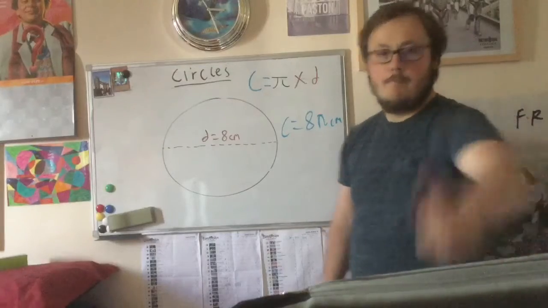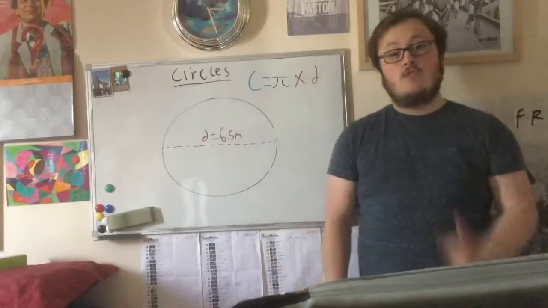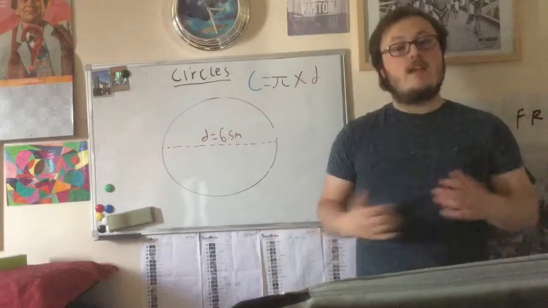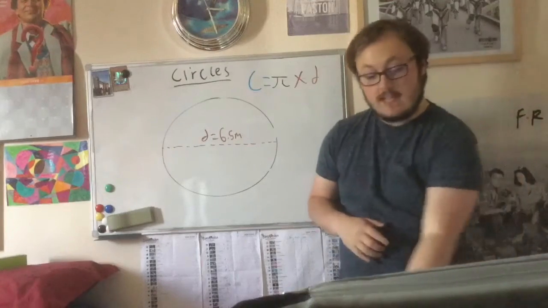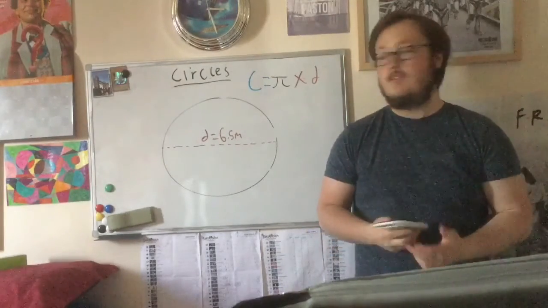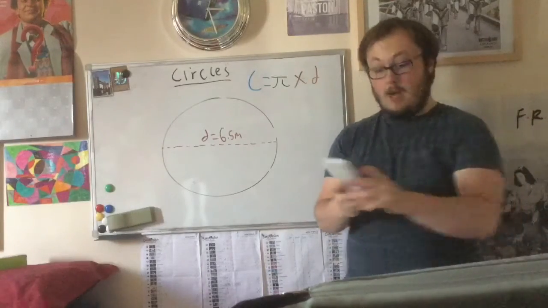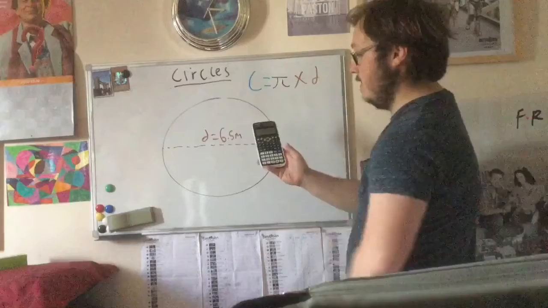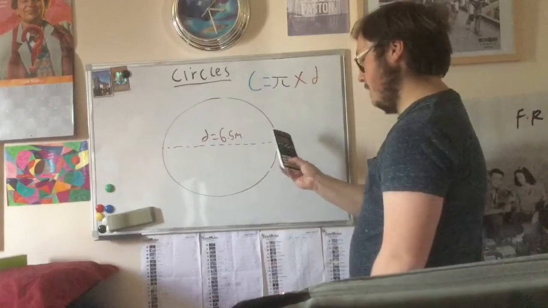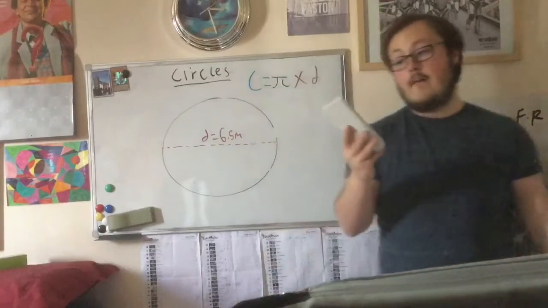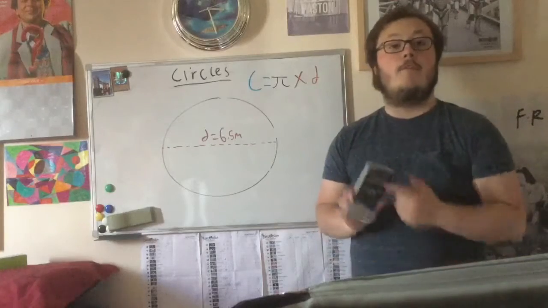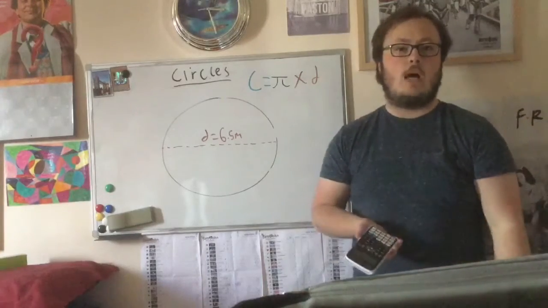Let's try another one. Now for this one, I want to find it to 2 decimal places. So we are definitely going to need our calculators for this. So I have a diameter of 6.5 centimetres. So we find our pi, so we press shift and this button to find pi. Then you times it by 6.5. And then you will get 13 over 2 pi, 6.5 pi, like the previous one with 8 pi.